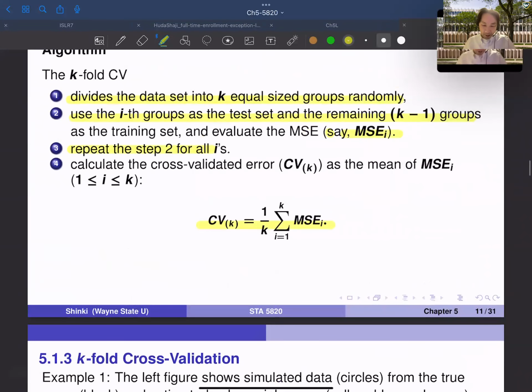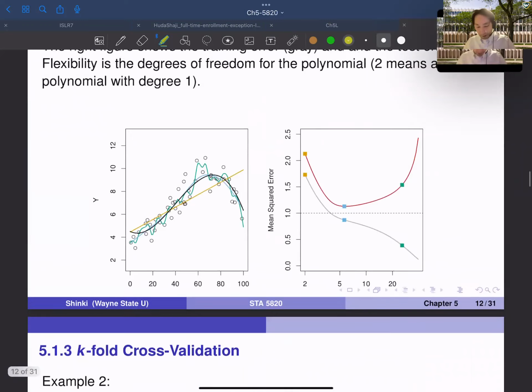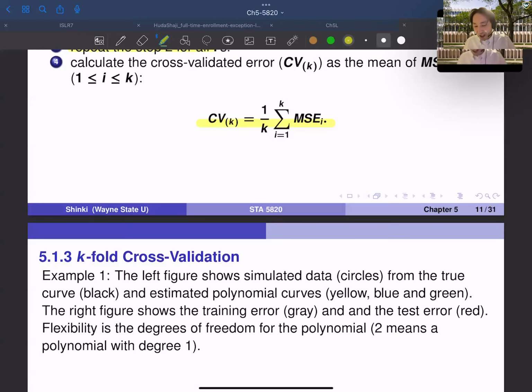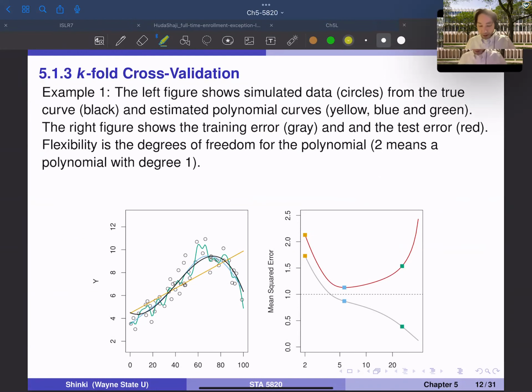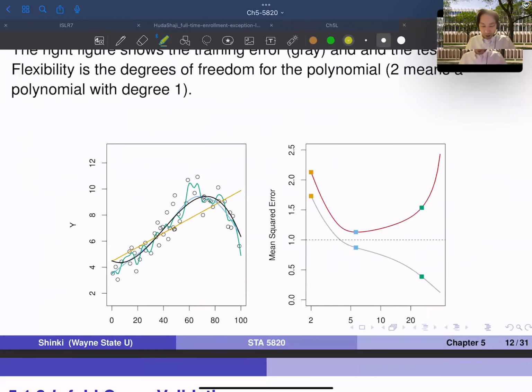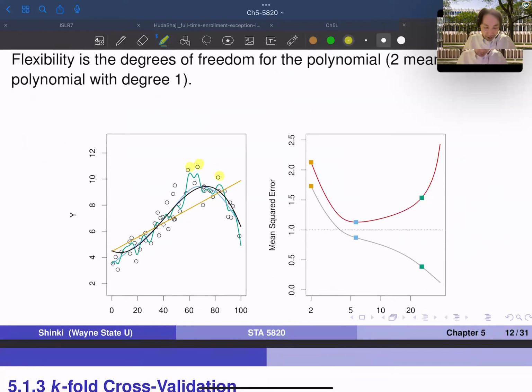And for k-fold cross-validation, maybe we discuss how to choose k later, but basically larger k is better, but needs more computational time. Okay, so first we see some examples. The left-hand side shows the original data. The black curve is the underlying true regression curve, and the black circles are simulated observations. So basically, we know the truth. This is a simulated study. But from these observations we estimate the polynomial.